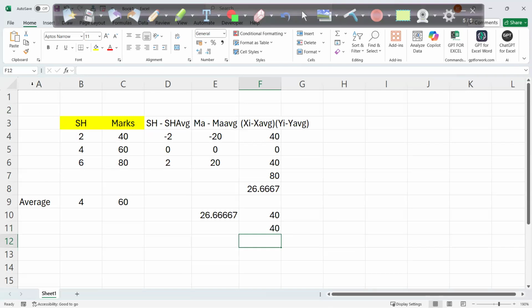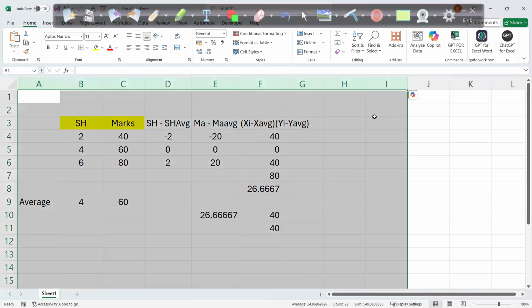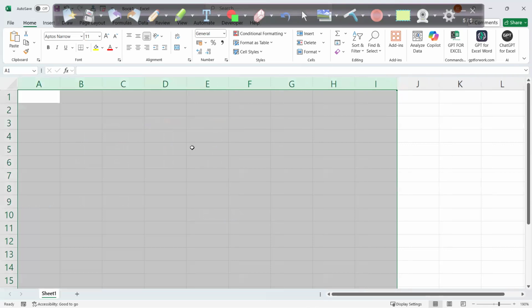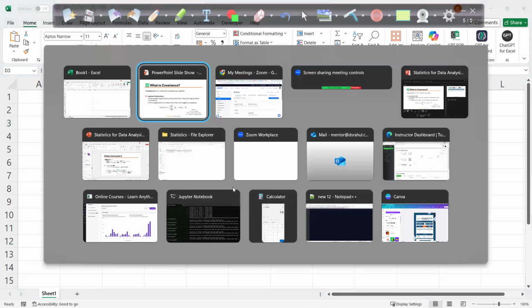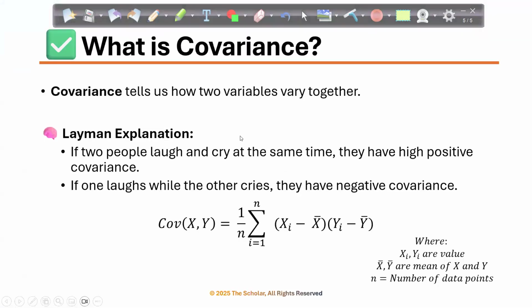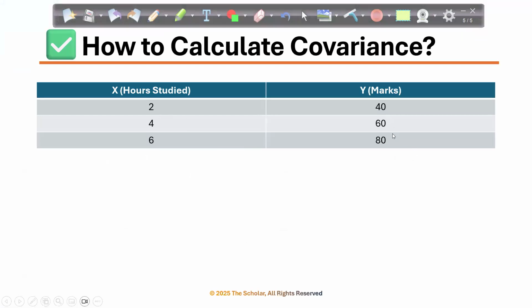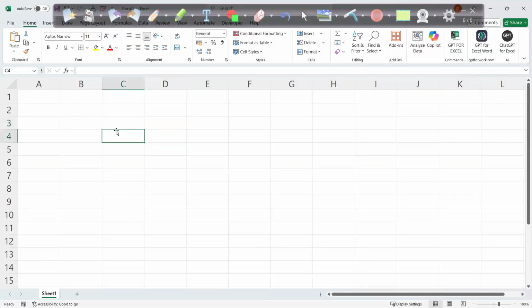Let me repeat this. I see some of the learners not getting it. See, this is my data point. 2, 4, 6, hours study. 40, 60, 80, marks. Right? This is my data set. Now what I want is to calculate the covariance.